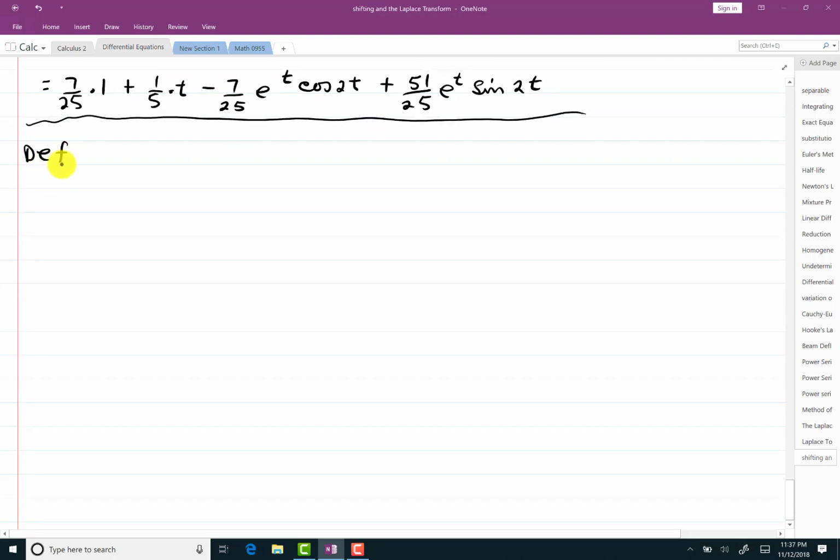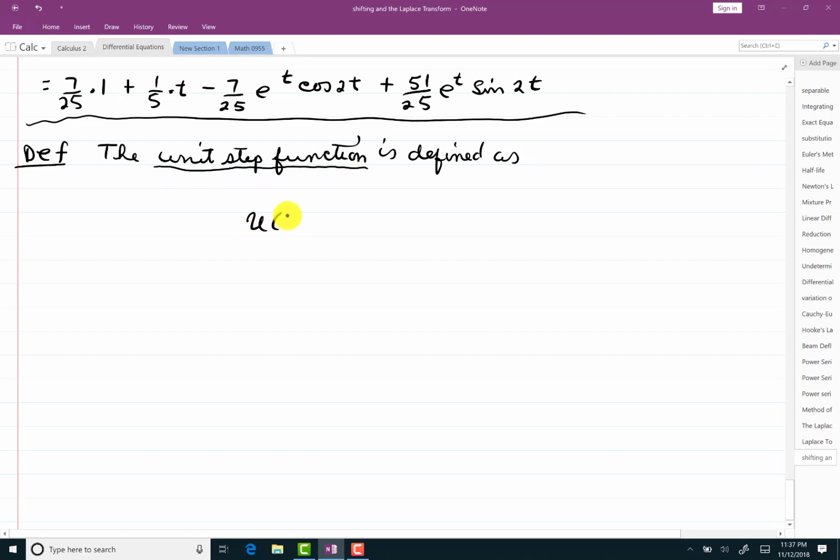Here's a definition. The unit step function is defined as, let me put it underlined under the unit step function, as a curly kind of a U. Basically, I probably should have been a little more careful there, talking about shiftings. U, well, I'll use U of t.